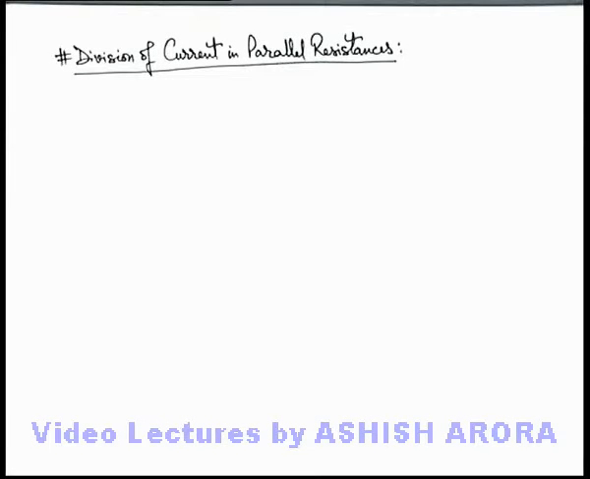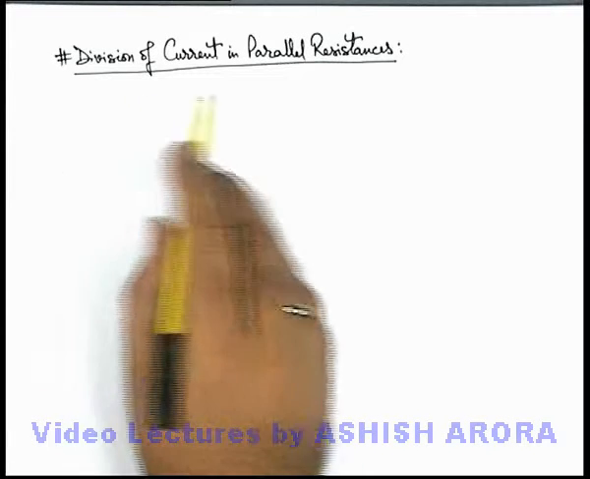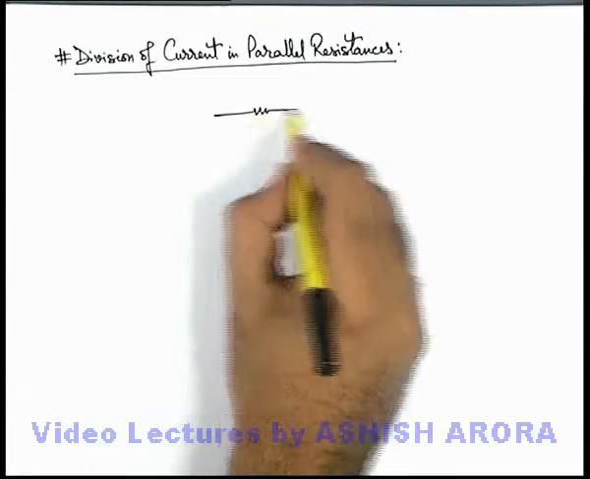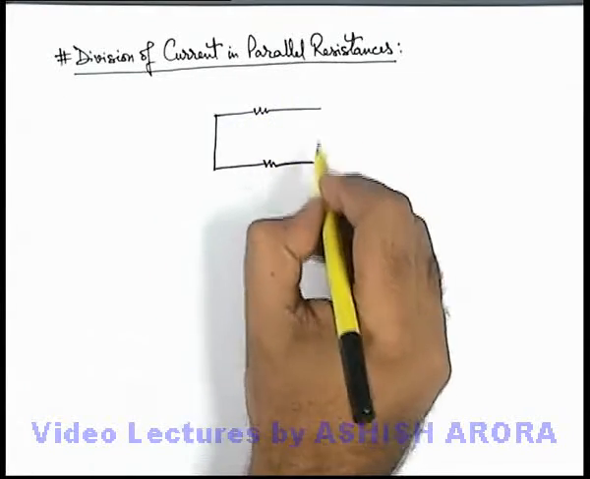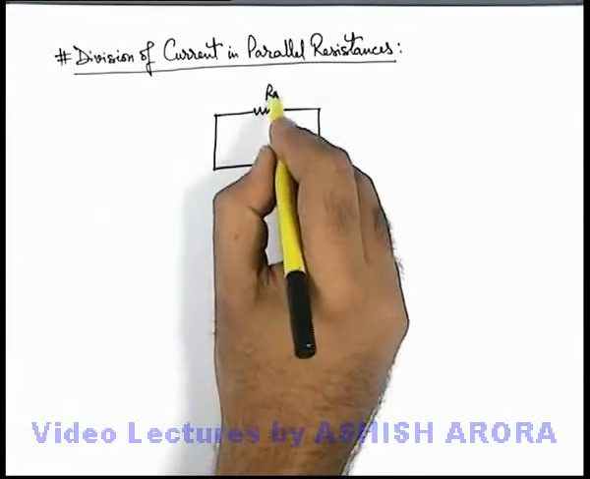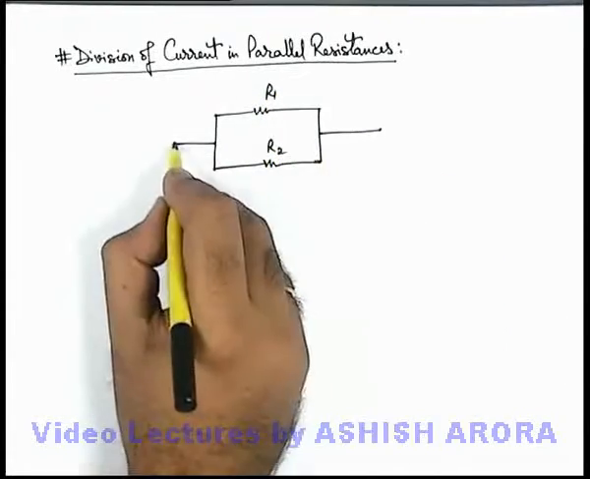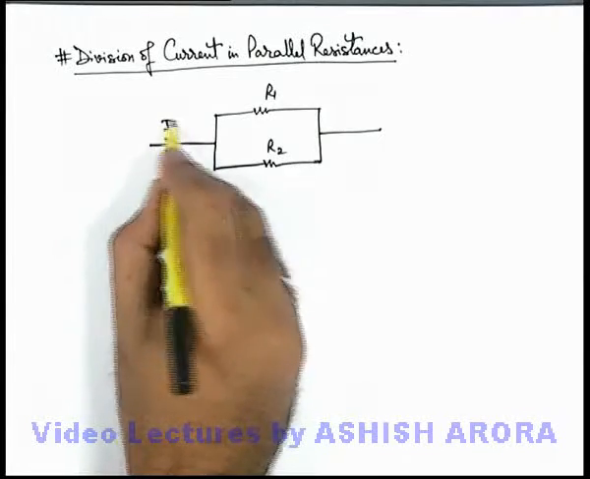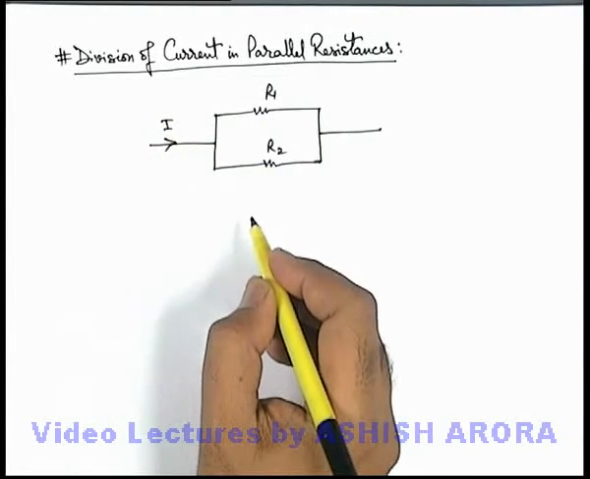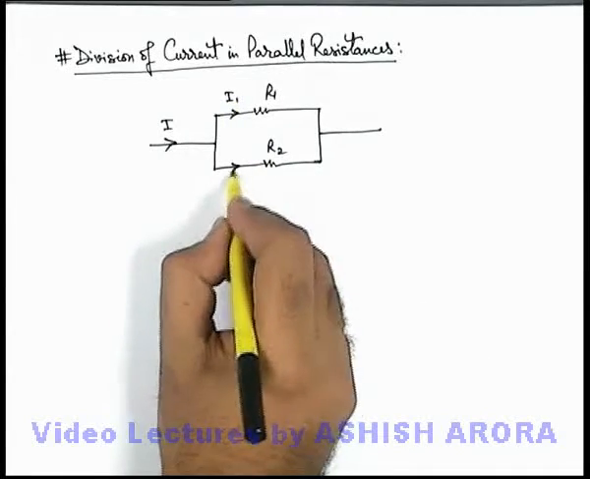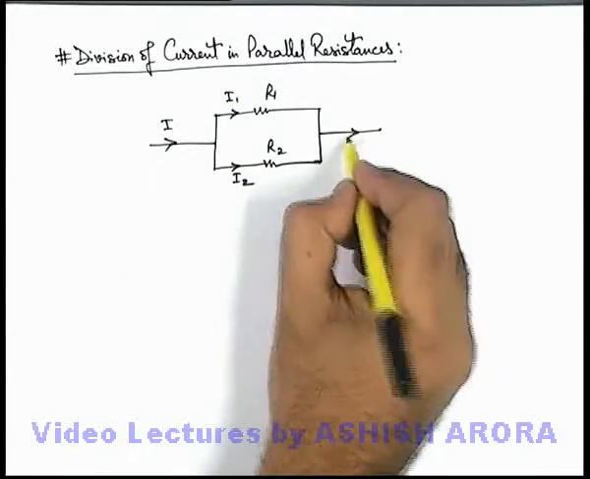Let's discuss an important concept of division of current in parallel resistances. Say we are given two resistances connected in parallel combination. So these are resistances R1 and R2. And in this situation, if a current I is supplied to the group of these two resistances, we know that the current is divided as I1 and I2 in the two resistances.